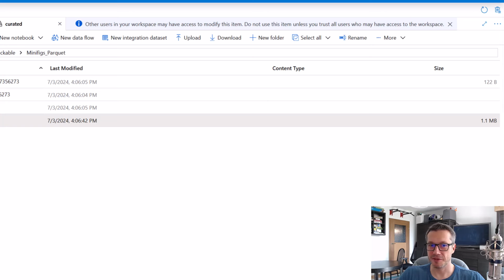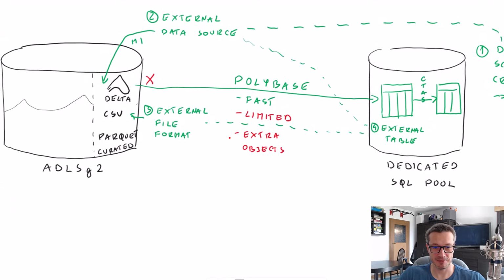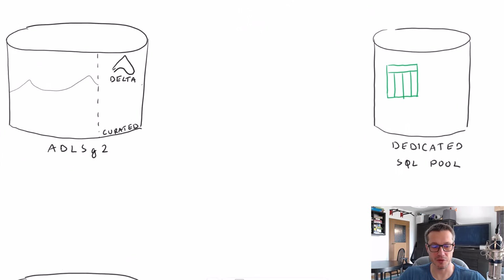Alright, so that was the first option that we have of pulling the data, this PolyBase one. The thing is that it has those issues. Those extra objects are painful, so maybe there's a better way of doing this. And the answer is yes, there is.